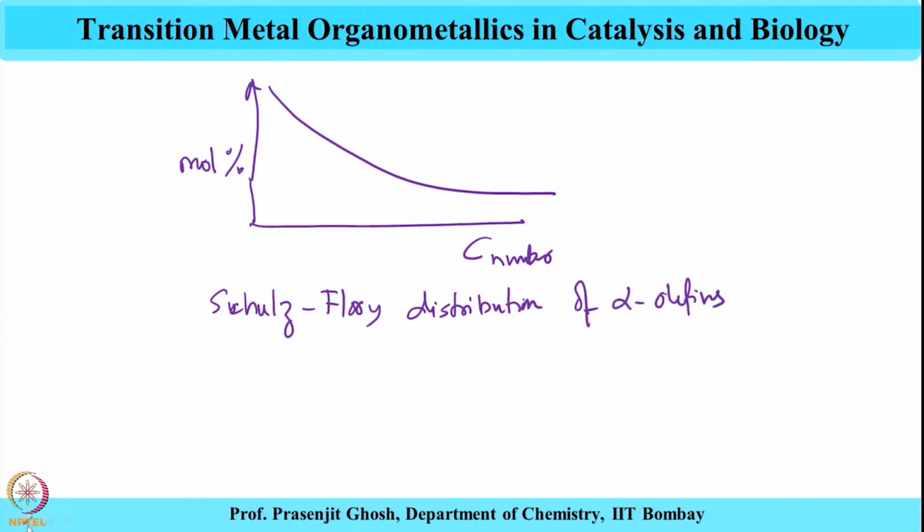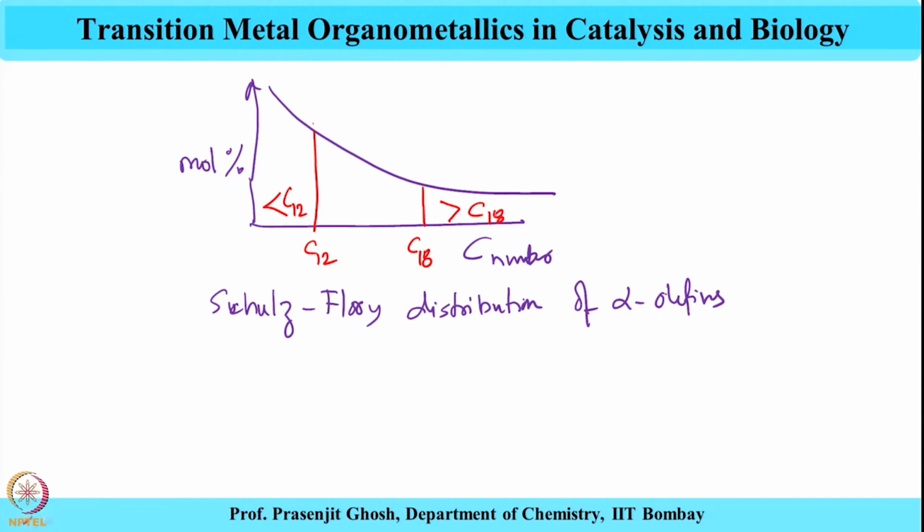So, what they observed is that there is a large amount of alpha olefins produced which are lower than C12 fragment. This is C12 fragment, and there is also much less number of olefin produced which was above C18 fragment. Now, this was the distribution.